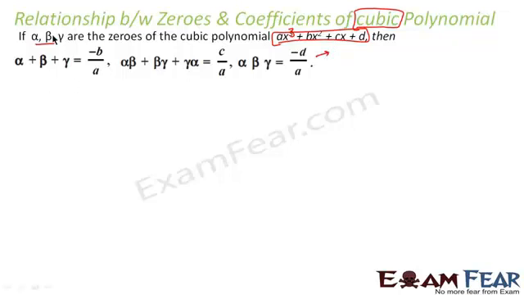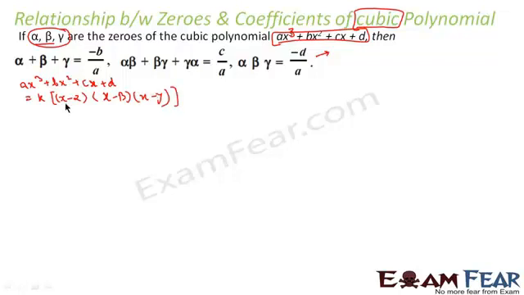It is told that alpha, beta and gamma are zeros of the polynomial. So I can write ax cube plus bx square plus cx plus d, this whole thing, as k into x minus alpha into x minus beta into x minus gamma. I have done the same thing for the quadratic polynomial also. Here alpha, beta and gamma are the zeros of this cubic polynomial and k is some constant.